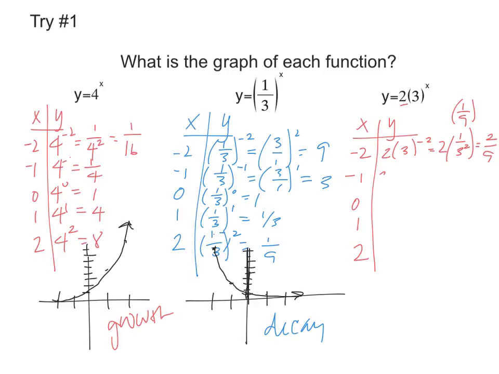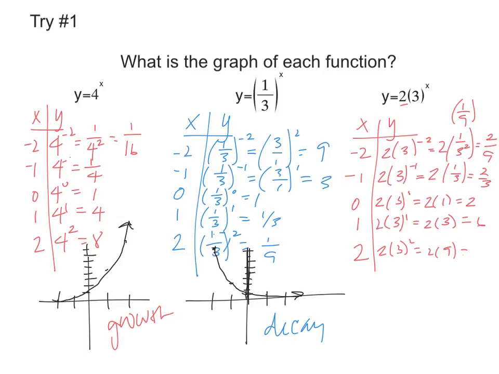Okay, let's look at the next one. 2 times 3 to the negative first, which is really 2 times 1 over 3, which would make this 2/3. This next one is 2 times 3 to the 0. 3 to the 0 is 1. We know 2 times 1 is 2. 2 times 3 to the first. 3 to the first is 3. And 2 times 3 is 6. And the last one, 2 times 3 squared. 3 squared is 9. And 2 times 9 is 18. So then we will graph.